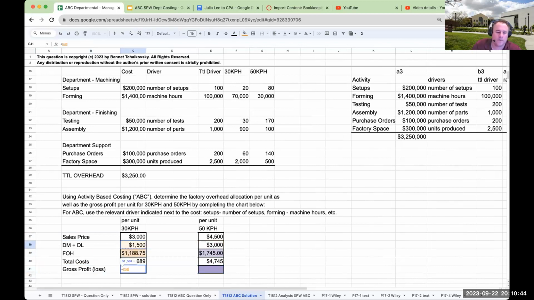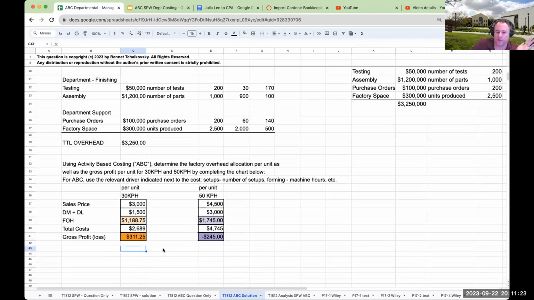Okay, so this is my sales price minus my total costs. This is going to give me 311.25 per unit. Over here for the 50 kph, I'm now going to have a loss of 245 per unit. Okay, so that is how we do this using activity-based costing. Remember, the sales price, direct materials, and direct labor for this type of question are never going to change. What does change is the amount of the factory overhead per unit.